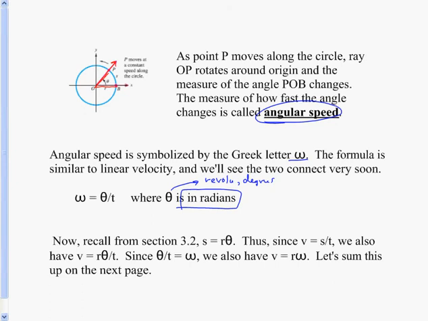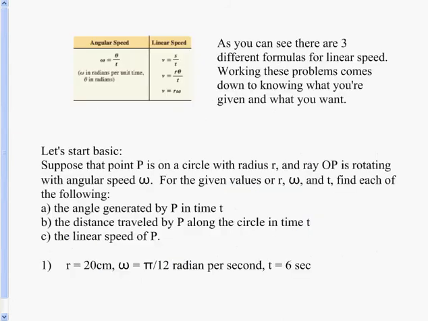Okay, so now let's connect. We know from section 3.2 that arc length is equal to radius times theta. And since velocity is equal to arc length divided by time, we could simply replace arc length with r times theta. So velocity is also equal to r times theta divided by time. But notice theta divided by time is what we had for angular speed. So we could rewrite this formula as r times omega. I'm going to put those formulas together for you on the next page.